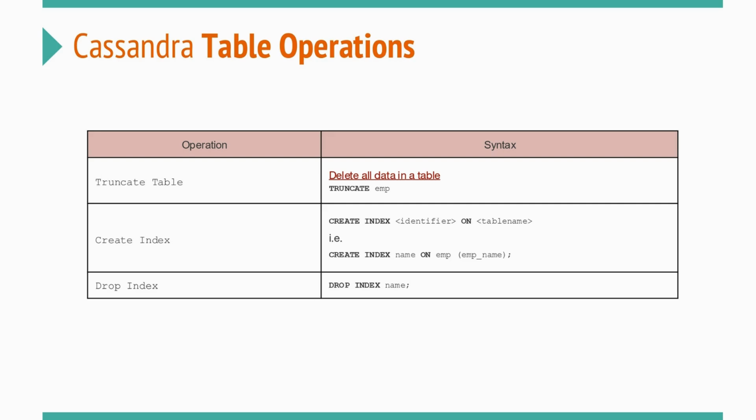A few more useful table operations. Truncate table is a very fast way to delete all the data in a table without deleting the table itself. And just like in relational databases, we can create an index. In Cassandra, this is called a secondary index. You create it on a column that is not part of the primary key. This allows you to query that column in your where clause. However, you should use secondary indexes carefully, as they have performance implications. It's usually better to design a new table for your query if possible.